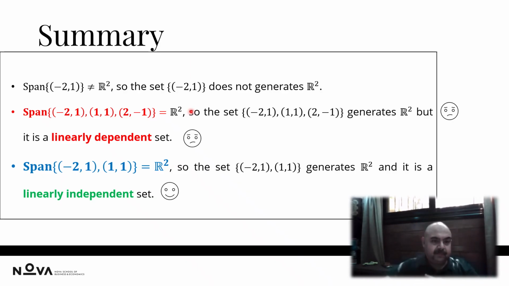The summary of the previous three problems. Number one, the first set of vectors can't generate R2 because it's missing some of the vectors. The second set can span R2, but unfortunately they depend on each other. The third set is the optimal one: linearly independent, and it also can generate R2.